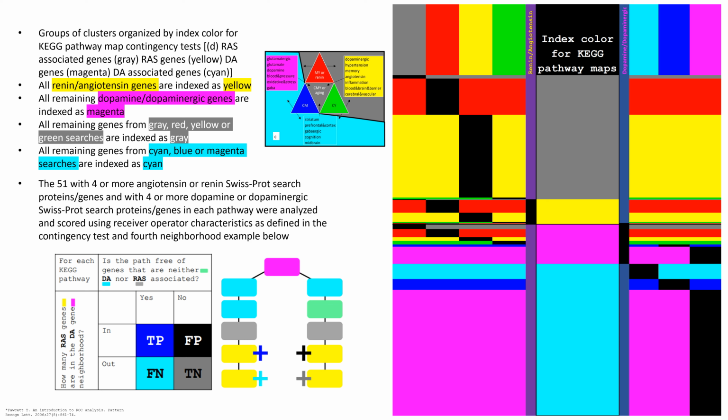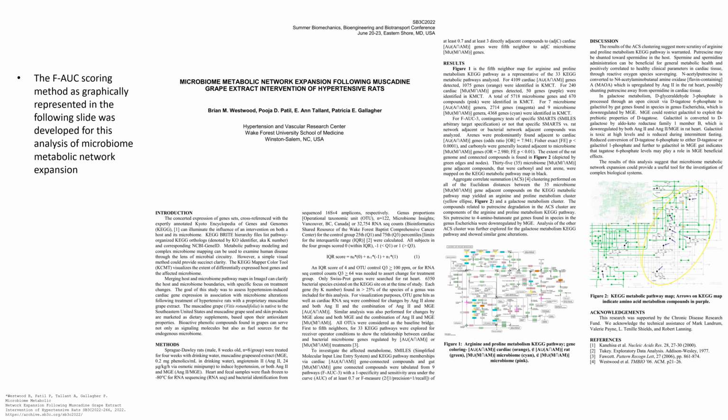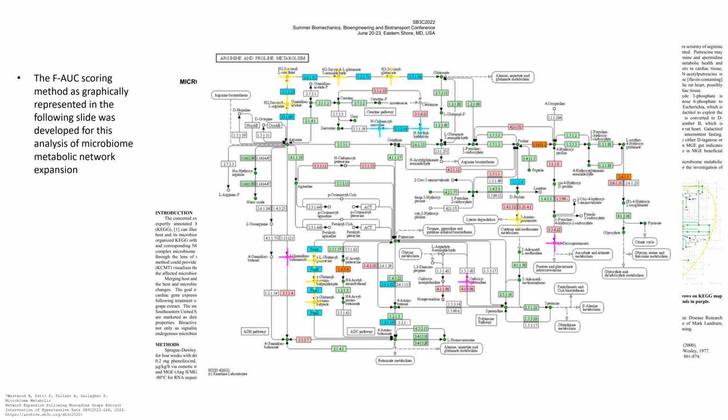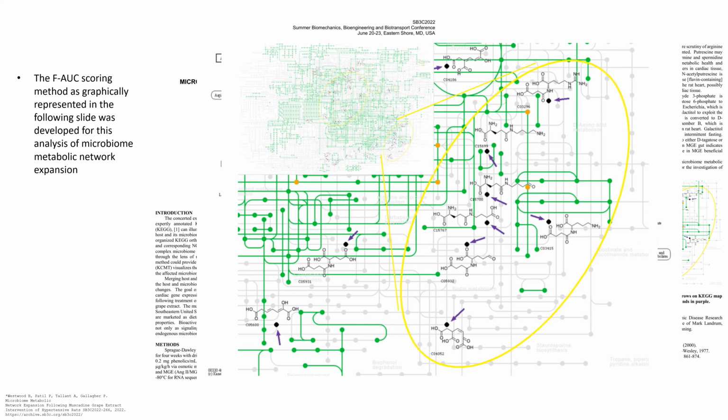If the contiguous path contained nodes other than RAS-associated or DA-associated, denoted by pale green, the yellow node was marked with a black cross, false positive, for in, or a gray cross, true negative, for out of the neighborhood being examined. The scoring and indexing is based on a previous work developed to define the reach of the microbiome outside of the host transcriptome using KEGG orthology and KEGG reference pathway maps.